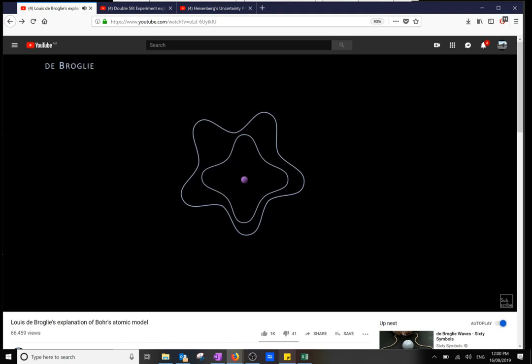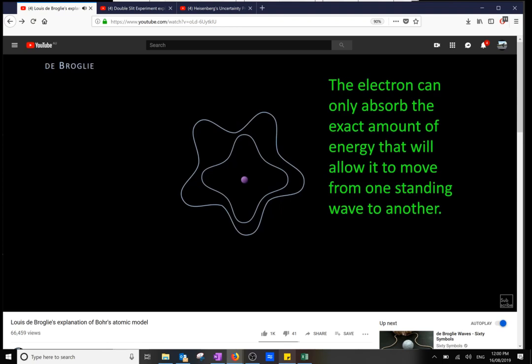Here, the size of the path would have to increase exactly to the point where another wave could fit into it. And so, the electron can only absorb the exact amount of energy that will allow it to move from one standing wave to another. Alright, so not much different.